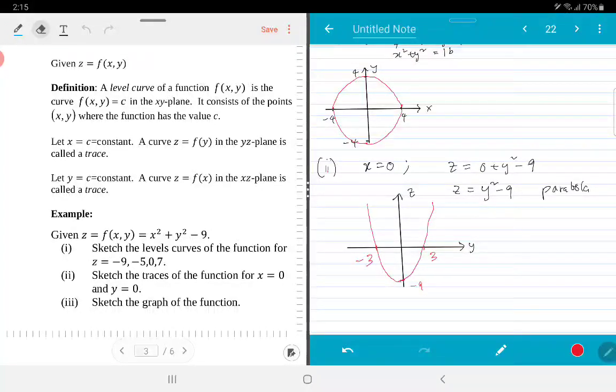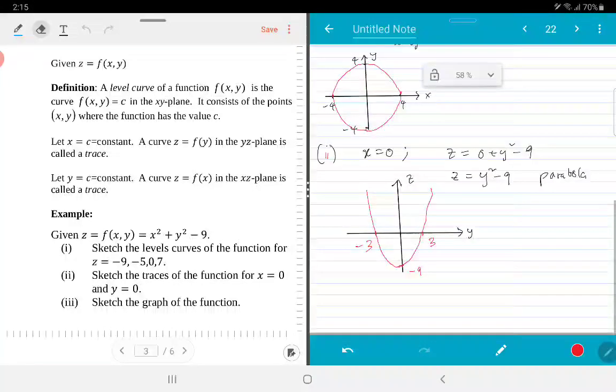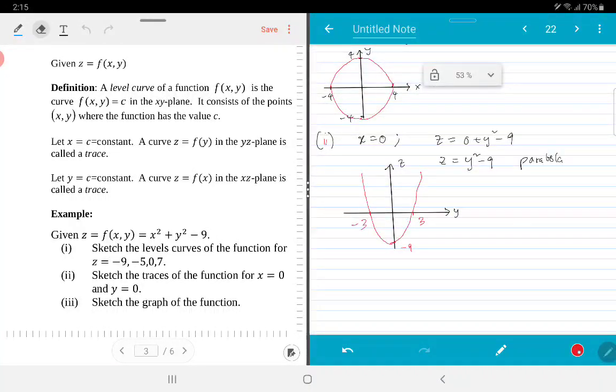So this is one trace. This would be the view from the front. Remember, when x is a constant, that would be the view from the front. Now another trace is for y equals 0. That would be the view from the side. Now when y is 0, we replace this y in our equation with 0, so that we end up with this equation. We have z is x squared plus 0 minus 9.